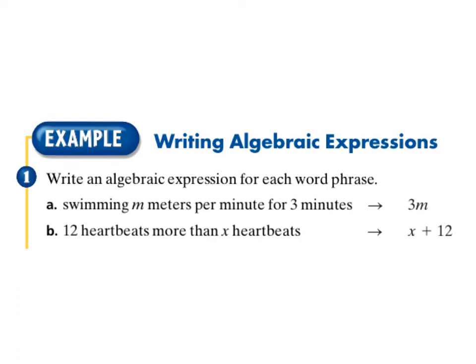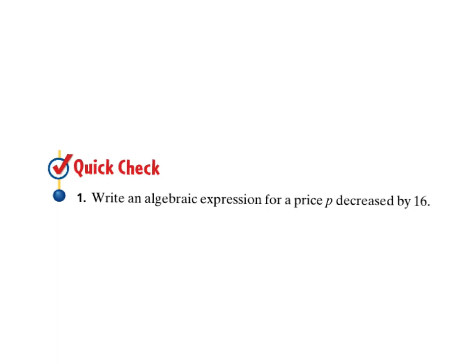How about 12 heartbeats more than x heartbeats? Well, we know when we see more than that we have to reverse the terms. And more than equals addition. So x plus 12 is our expression. So because it's x more than 12. Pause the video and write an algebraic expression for this quick check.